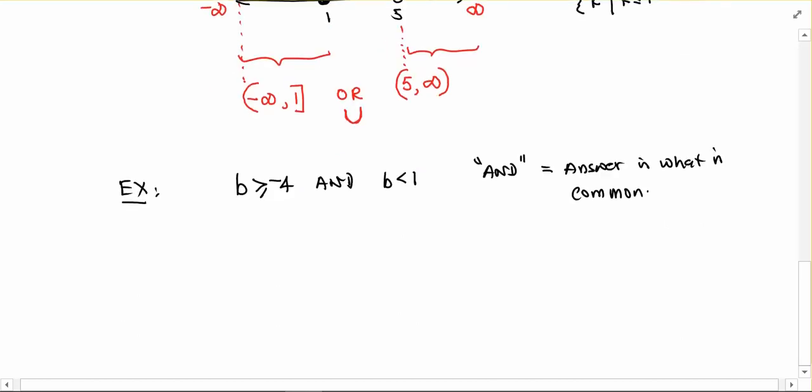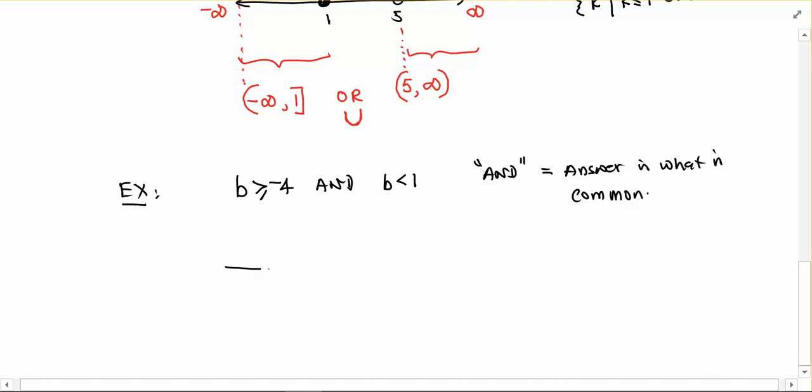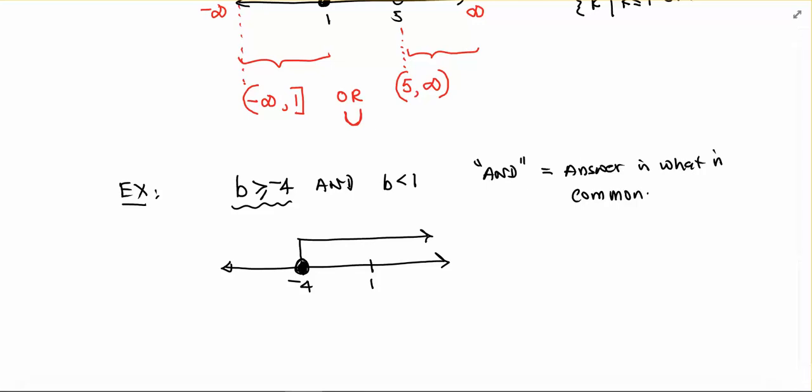Okay, so again, I'm going to draw the graph of this. Here is negative 4 and here is 1, and I'll do this in two colors. I'll do the first one in black. It's a closed circle right there, and it's greater than negative 4, so it goes that way. Then this one here I'll do in red. It's less than, so 1 is not included. There is the open circle, and b less than 1 goes in the other direction.